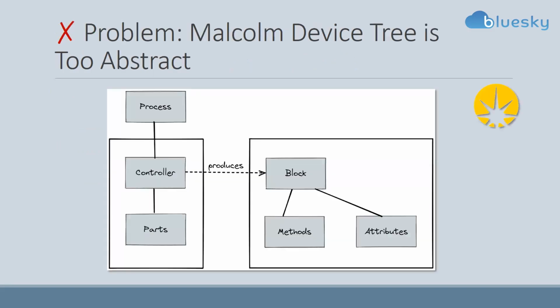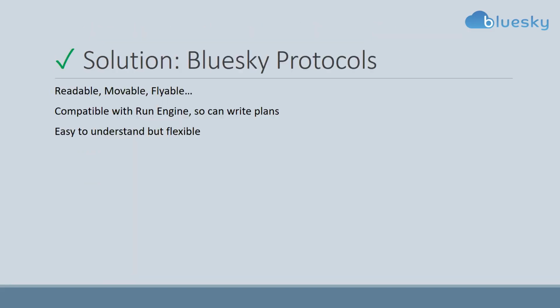Going back to Diamond and Malcolm, we had the problem of an abstract device tree. These are all parts of Malcolm. One of them might be a motor or a detector, for example. It's not really easy to figure out which one. It's that one, but that wasn't obvious. So we quite like the Bluesky protocols, the interfaces I mentioned that objects must obey, because they are more understandable and more reasonable. So readable, movable, and flyable being the main ones. And for our fly scanning case, flyable.